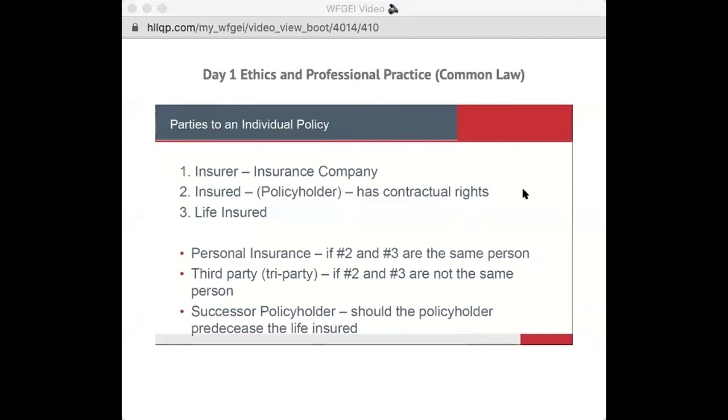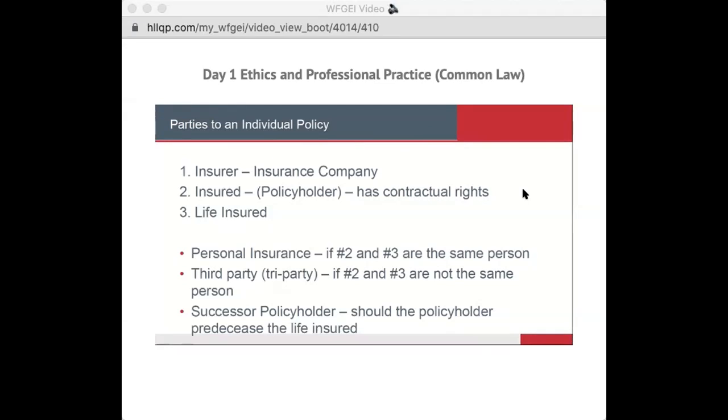The life insured is the body that we're actually insuring. From a legal perspective, the life insured really doesn't have any rights at all. All the rights lie with the insured. As it says there, it's personal insurance if number 2 and number 3 are the same. In other words, if I buy a policy on myself, I am both the insured and the life insured, and therefore that's what we call personal insurance.